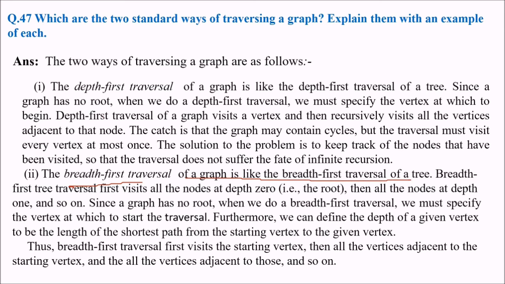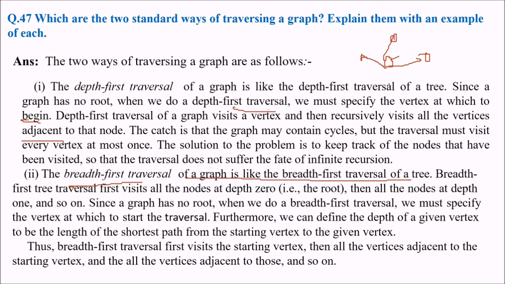Since a graph has no root, when we do a depth first traversal, we must specify the vertex at which to begin. Not a root, but any vertex. Depth first traversal of a graph visits a vertex and recursively visits all the vertices adjacent to that node.